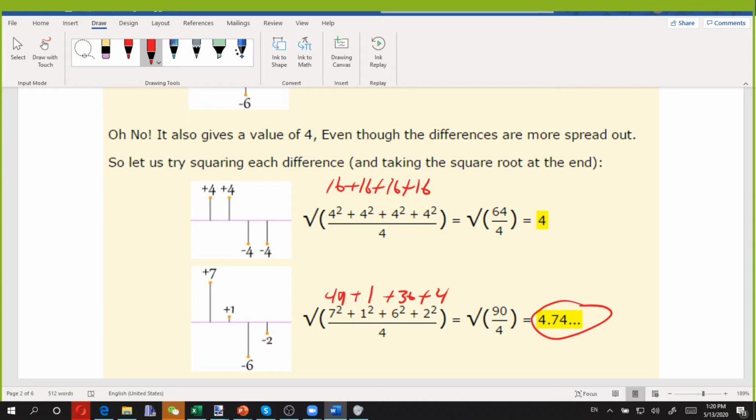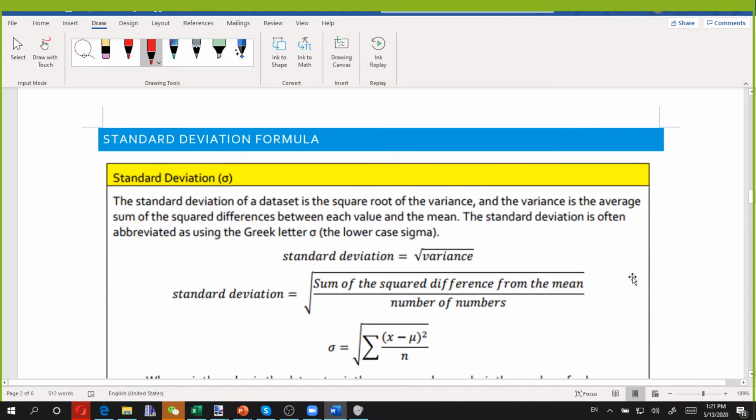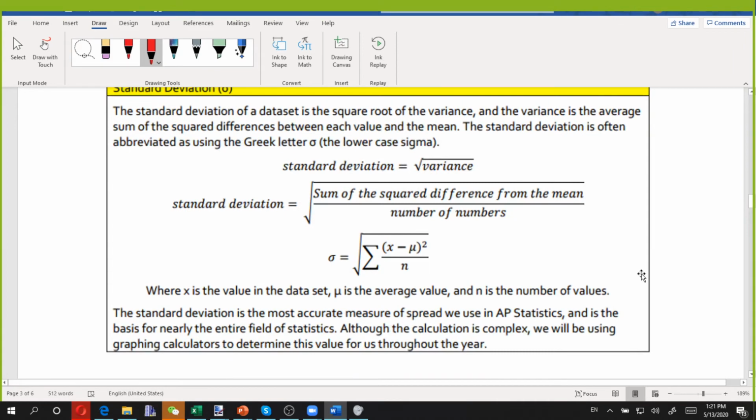I'm going to take the square root again. So that brings us back down since we squared all of these differences from the mean. If I take the square root again, that'll bring us back down to something that we can graph. So now my difference is only 4.74, which is something I can graph on this data set. Okay, so that's standard deviation. Standard deviation is the sum of the squared differences from the mean divided by the number of numbers, and then we take the square root of that.